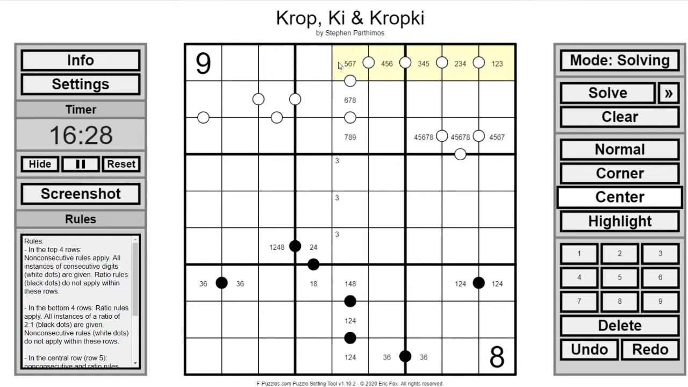1, 2, 3, 4, 5. 6 would have to go in one of these spots. So 7 can go in either of the 6 spots because it would need a white dot, so 7 would go here. And then there's no place for an 8.